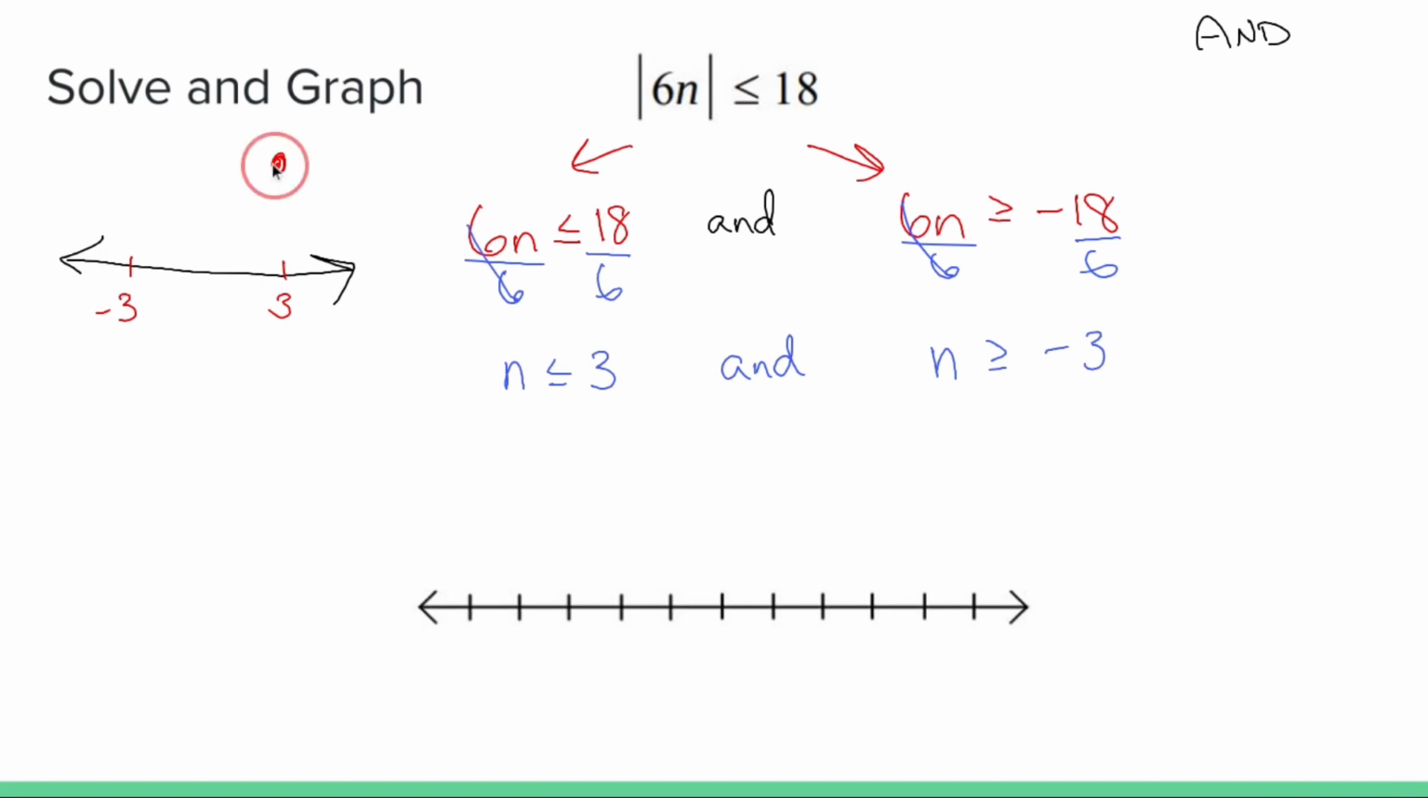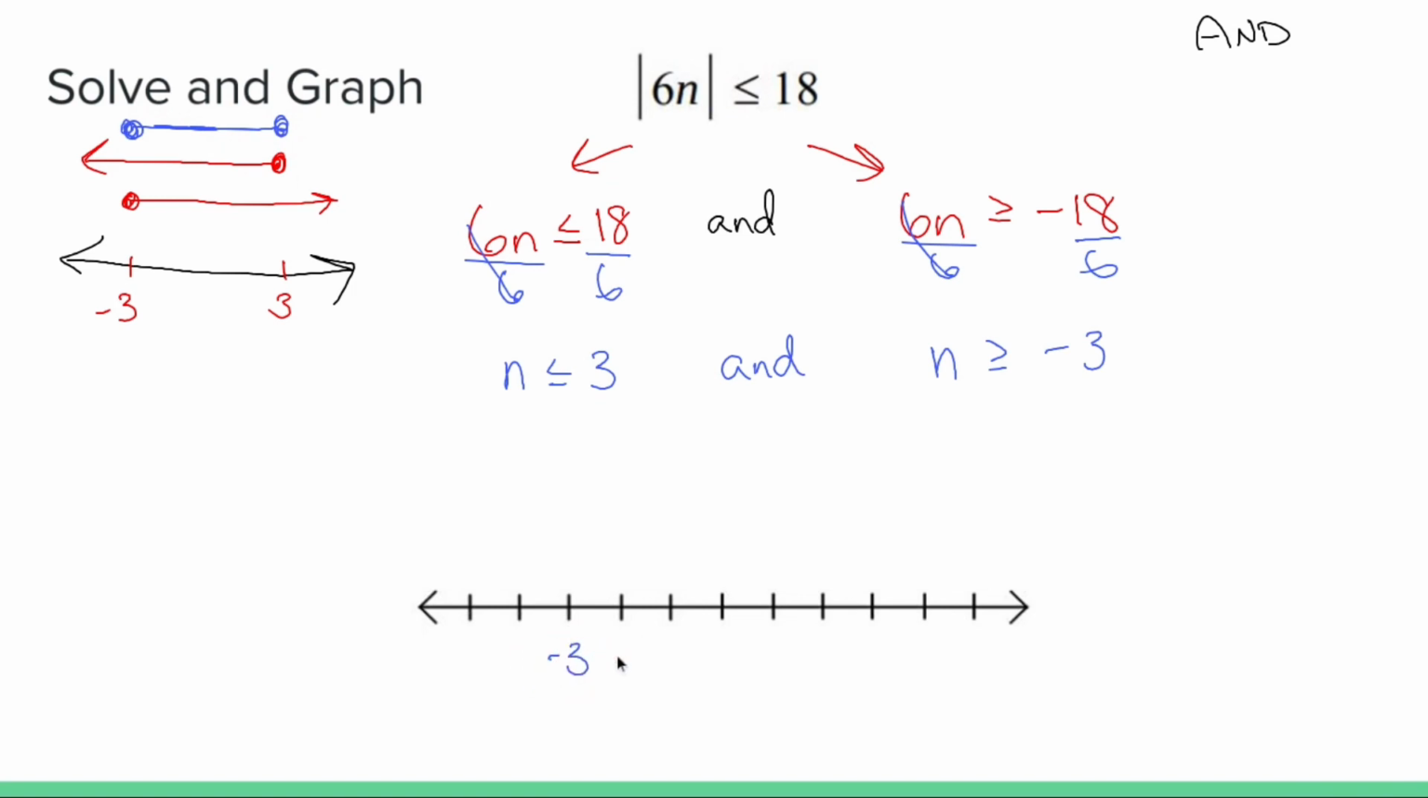Put a 0, or a dot rather, on 3, fill it in. Put a dot on negative 3 and fill that in. Where these guys overlap completely is between negative 3 and positive 3 and everything in between. So that's going to be what my final graph looks like.